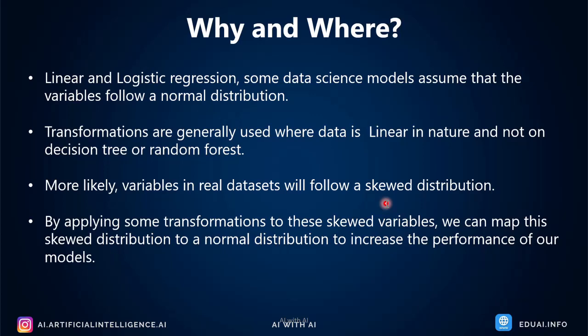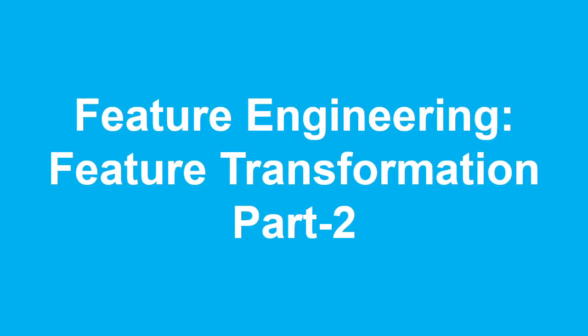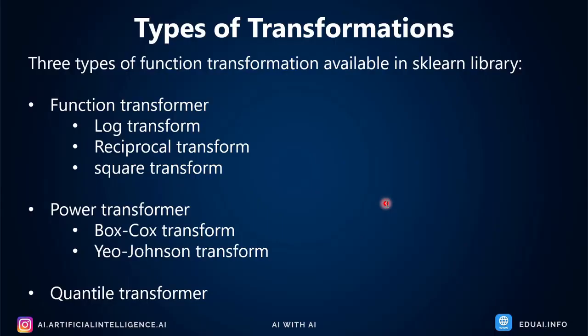I hope the why and where part of feature transformation is very much clear to you now. Now let's talk about the different types of transformations. Basically there are three types of transformations. First one is function transformer, second one is power transformer, and the third one is quantile transformer.